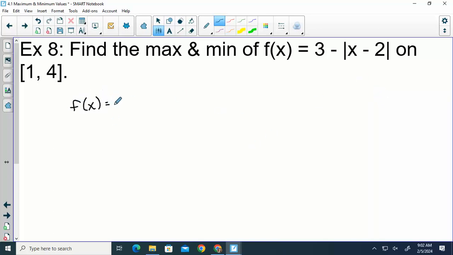Your breaking point is when the inside of the absolute value is 0. So what makes that 0? 2. So we'll have one case if x is greater than 2, one case if x is less than 2. If x equals 2, we already know that's a corner, so the derivative doesn't exist there. So we already know one critical point, which would be 2, because that will be the corner of the absolute value, and we know the derivative does not exist.